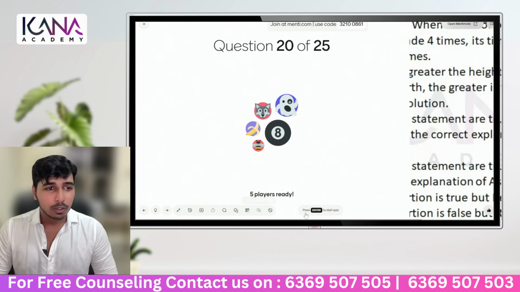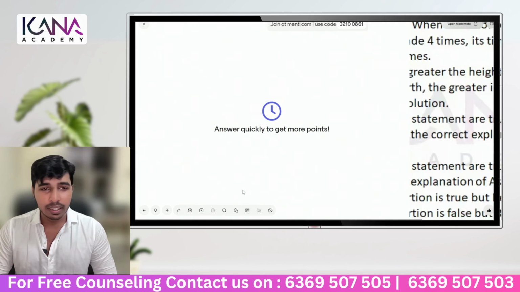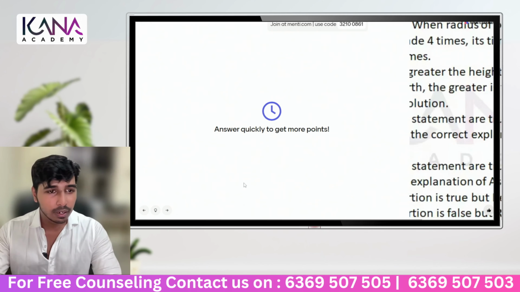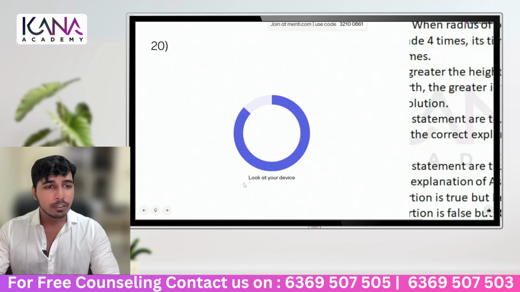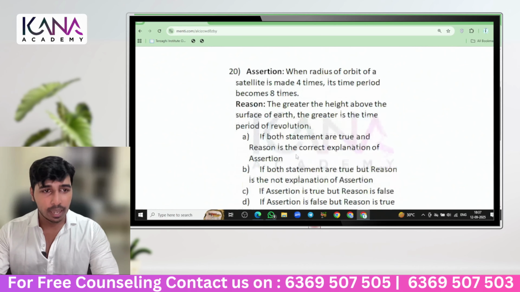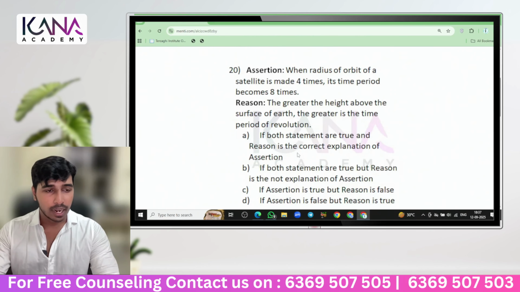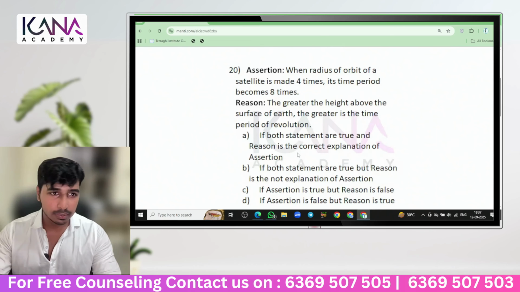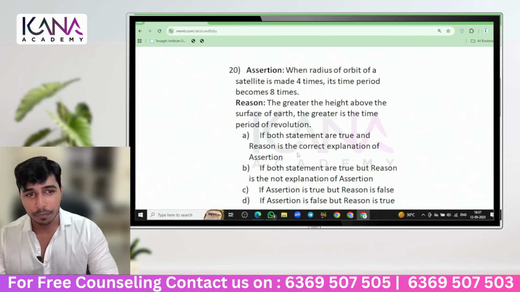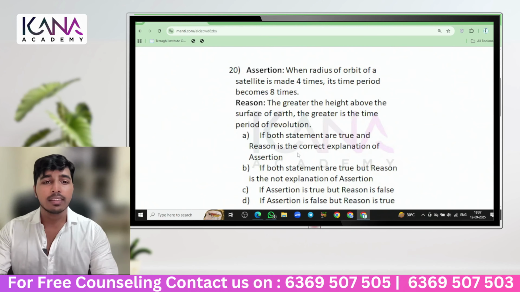Okay. Question number 20. This is an assertion-reason question. Conceptual question. Assertion: when the radius of orbit of a satellite is made 4 times, its time period becomes 8 times. Reason: the greater the height above the surface of the Earth, the greater is the time period of the revolution. The options are below.